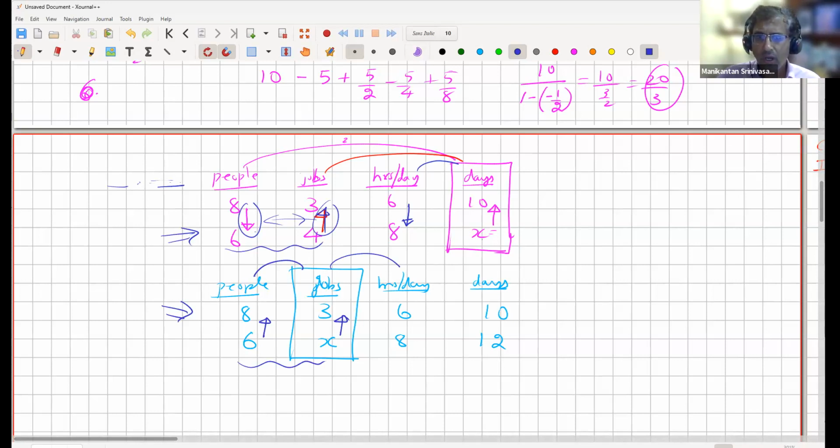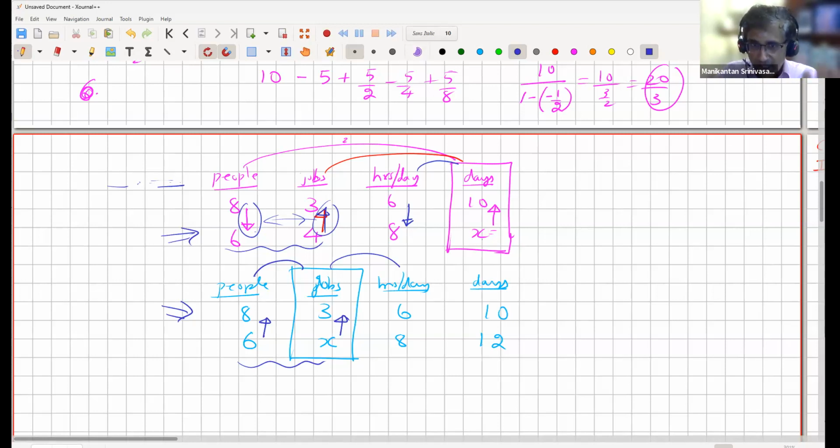Right? So, sorry, that's not how we should state it. For a given number of people and a given number of days, more jobs would require more hours per day. So you should frame your statement in your mind clearly.